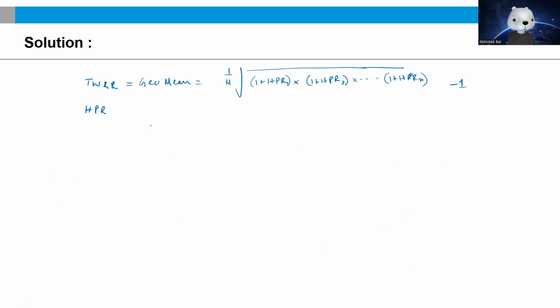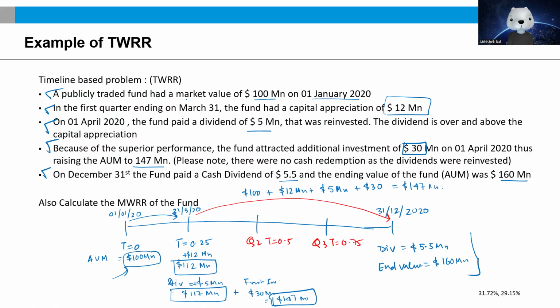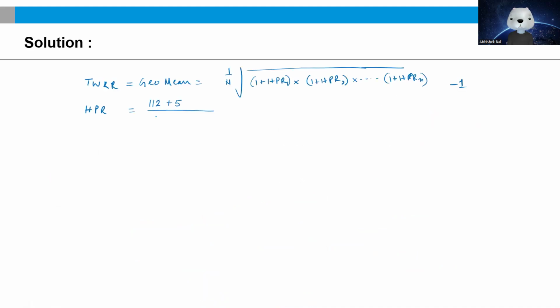Okay. So in this case, the holding period return happens to be 112 because this was the capital appreciation, $12 million, plus another 5 million. This was the dividend which got reinvested, divided by the initial investment of 100, minus 1, right? So this becomes 17%. But hold on.